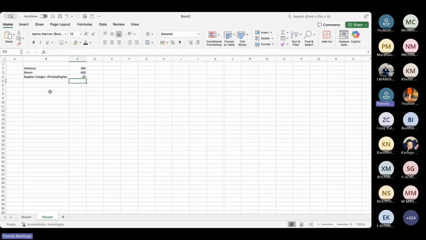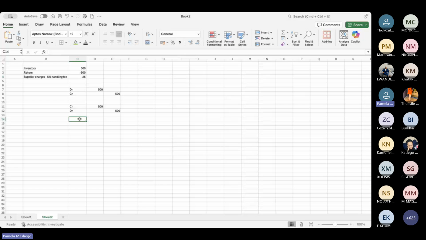So how would I treat this? Let's say we're using the perpetual system. When I bought the inventory, I recorded 500 Rand in my books, right? And then you will credit obviously your bank with 500 Rand. Now you're returning it. I will credit the 500 Rand to show that I no longer have that cost, and I will debit 500 Rand if they want to refund me in cash.